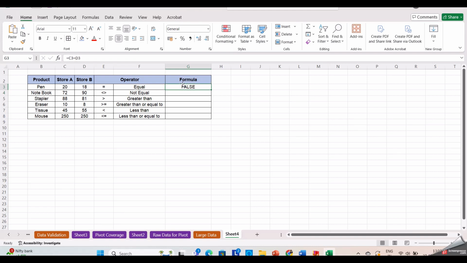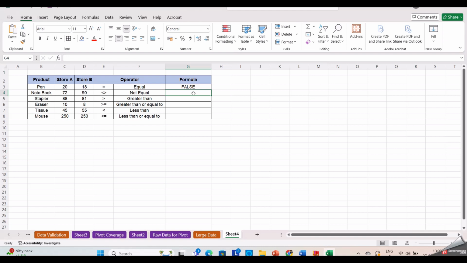That means the price of a pen in store A and the price of the pen in store B are not equal. Both the prices are different here. In this I had used the equal operator. Like this we can use other operators and check whether they are correct or not. Next we will see the not equal operator.